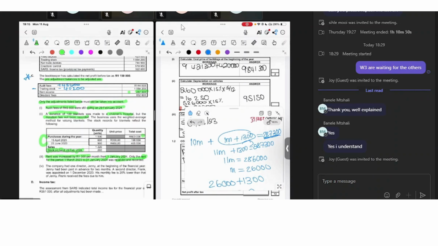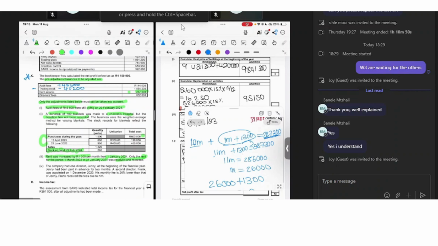Now, we add up our calculation. So these ones are like terms. It's 10m plus 1m, which will give us 11m, and then we add the 1,300. Now we can get rid of the 1,300 by taking it to the other side, making it a minus. That will give us 286,000. So 11 months was 286,000.